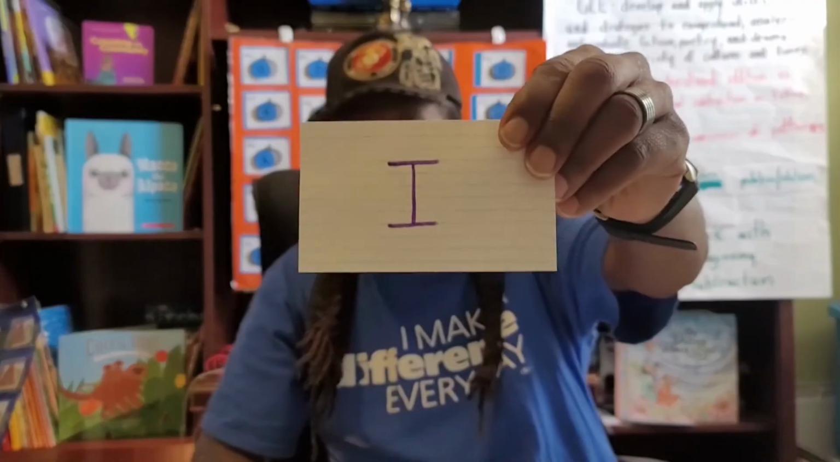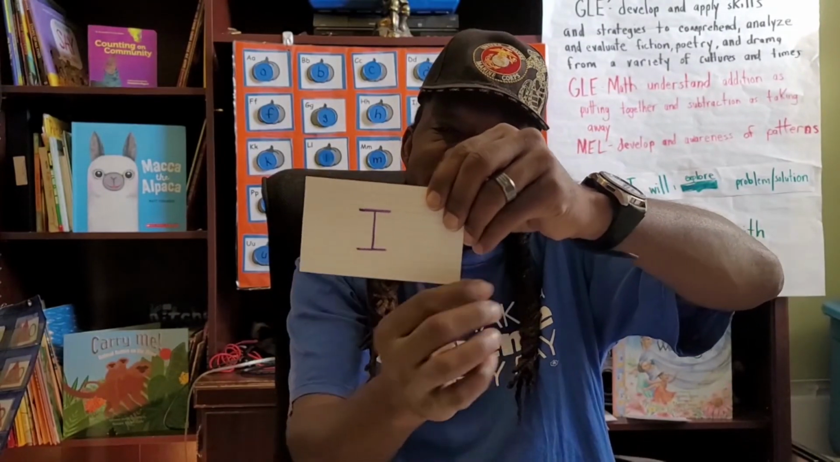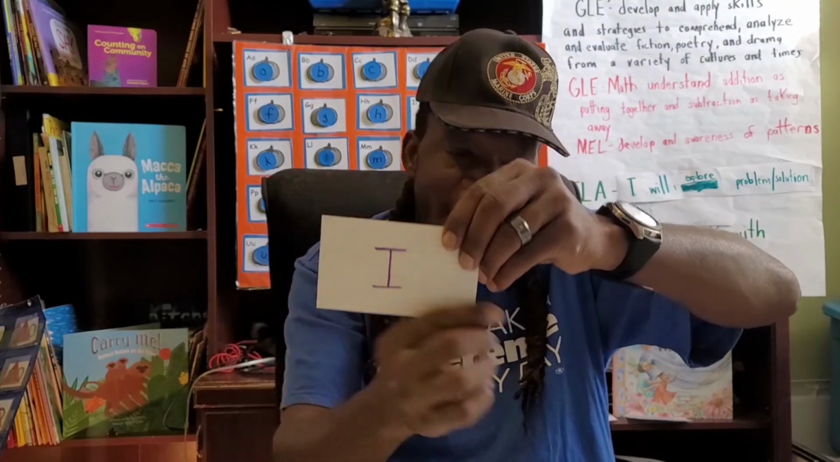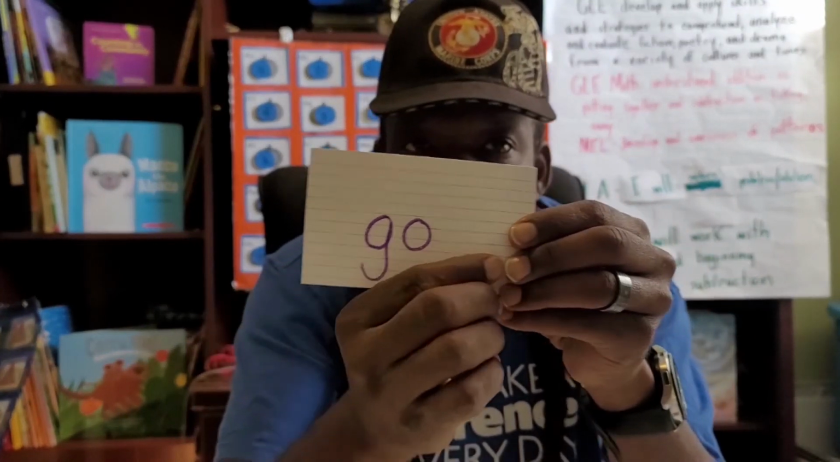All right, boys and girls. You see my hat. We said we were going to talk about something special. But before we do that, I forgot something. Let's do our words of the week first. You ready? Let's go. What word is this? I. Let's spell it. Capital I. I. Don't go anywhere. Read it. Go. G-O. Go.